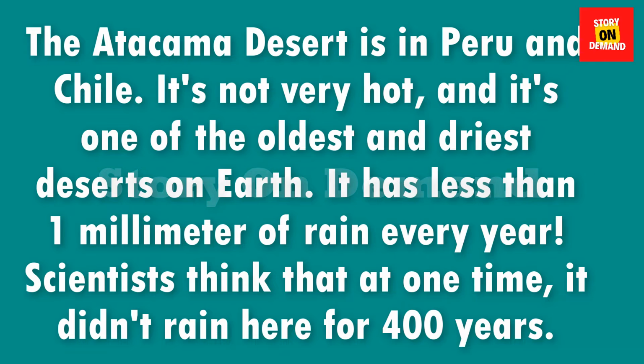The Atacama Desert is in Peru and Chile. It's not very hot, and it's one of the oldest and driest deserts on Earth. It has less than 1 millimeter of rain every year. Scientists think that at one time it didn't rain here for 400 years.